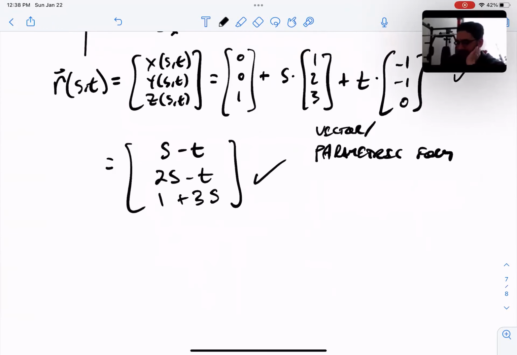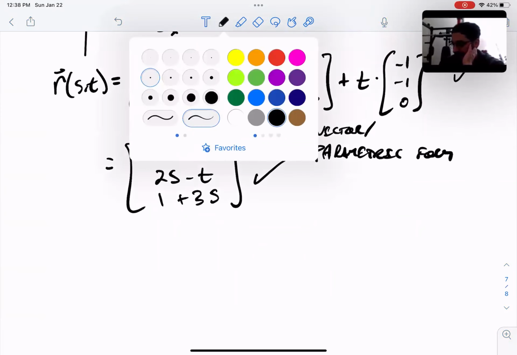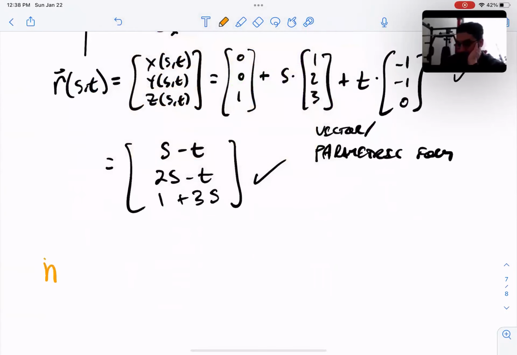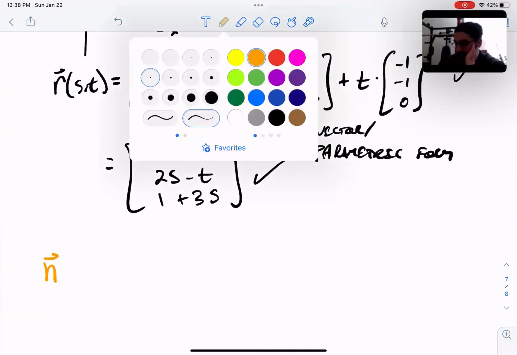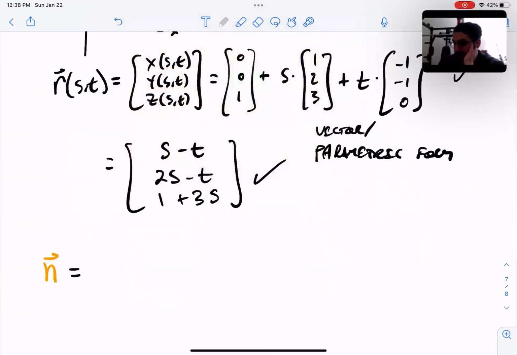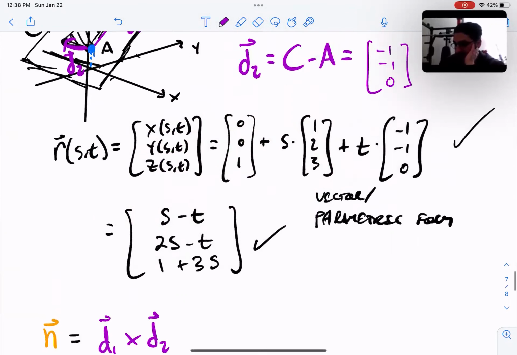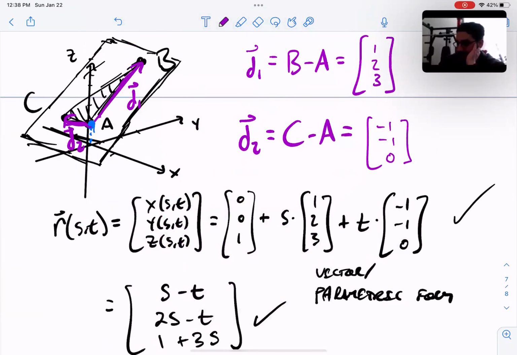Next, what I want to do is find my standard form. To find standard form, as I mentioned before, the easiest thing to do is get your normal vector by taking the cross product of D1 and D2. I have D1 and D2, so I want a vector that's perpendicular simultaneously to both D1 and D2. Well, the cross product does exactly that. It generates a vector that's perpendicular to both of the vectors that you feed it.